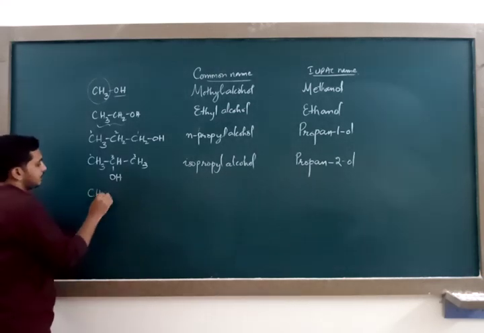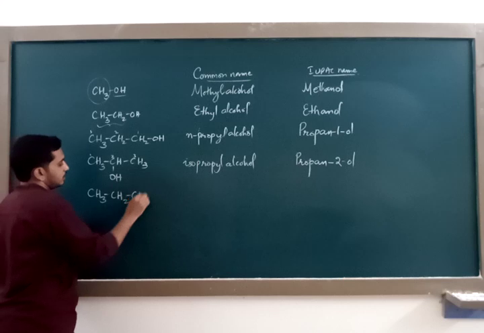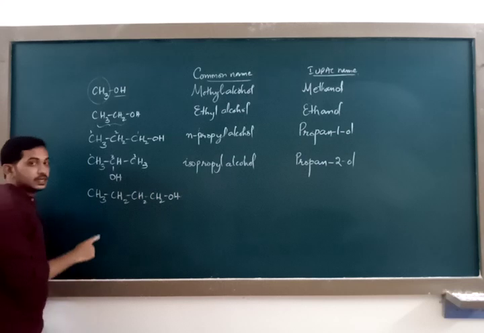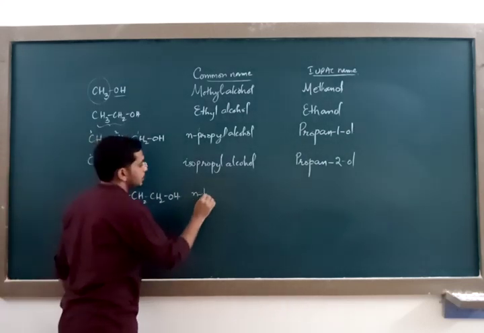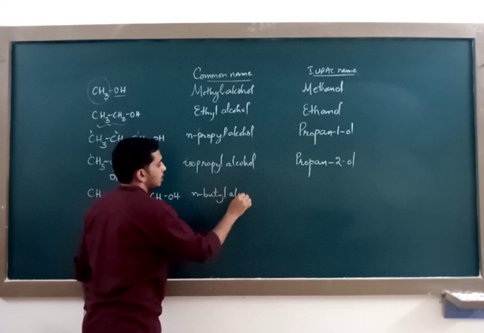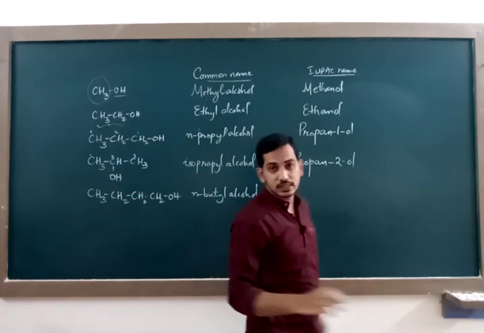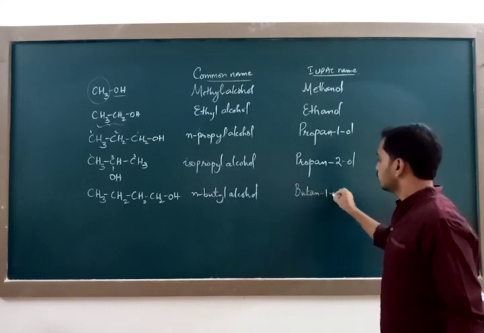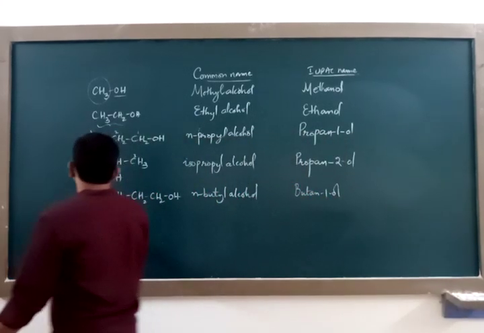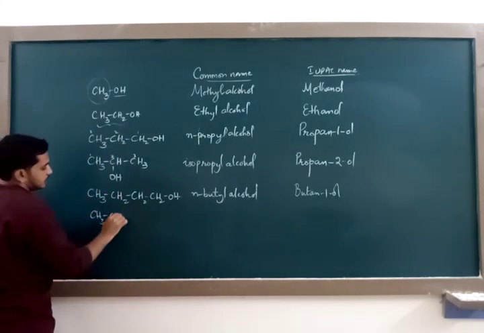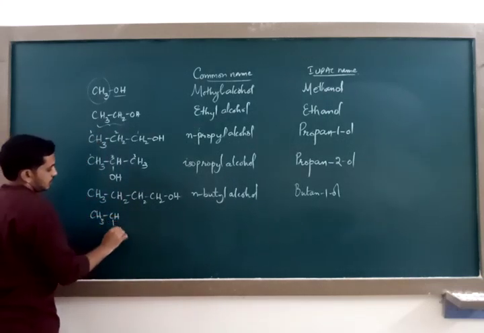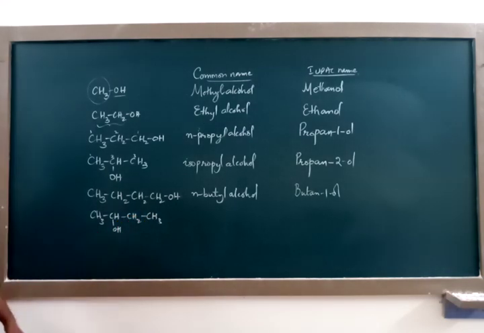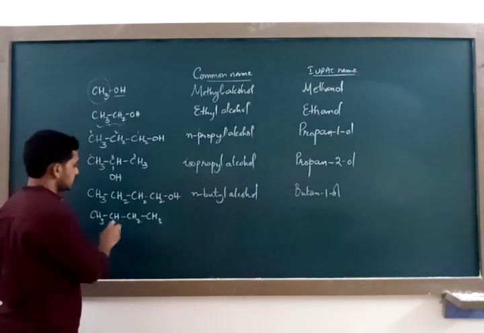Then you have this example, this was for 3. Now let us see for 4 carbon atoms. Its name will be n-butyl alcohol, and IUPAC name, since it is a 4 carbon chain, therefore butane 1-ol. Let us see this example. I attached OH to the second carbon instead of the first carbon.